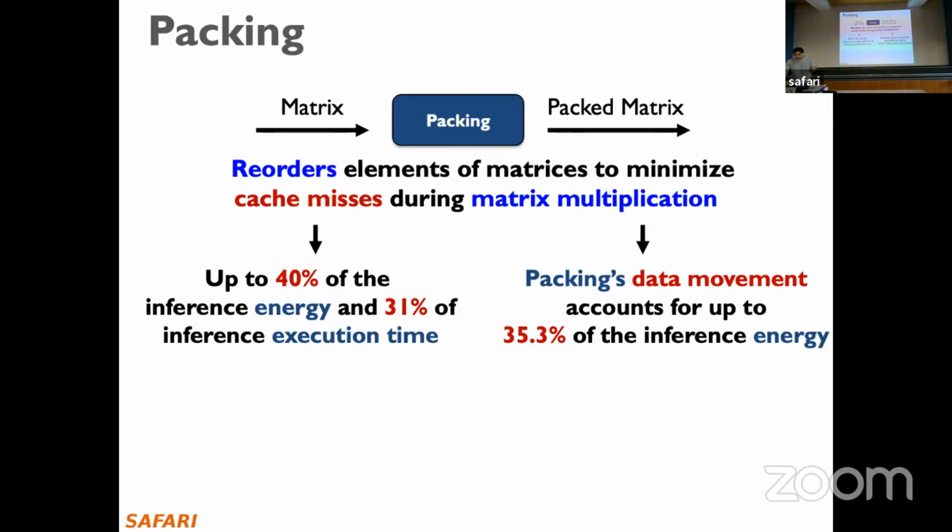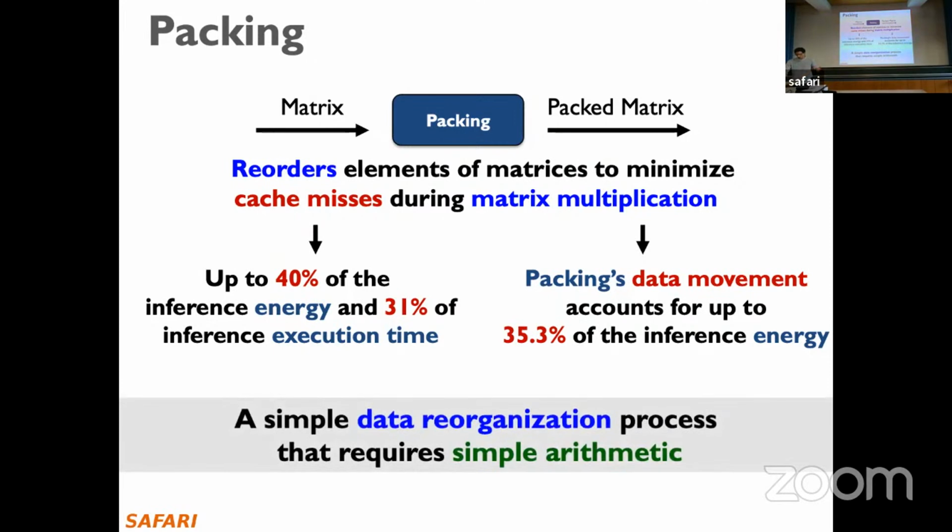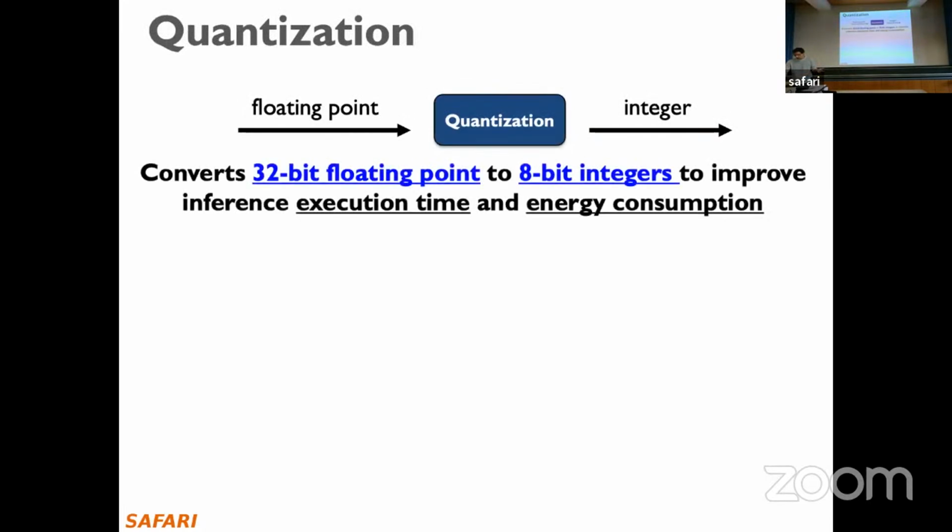So that's why up to 40% of the inference energy and 31% of the inference execution time is spent on packing. And the data movement in packing accounts for up to 35.3% of the inference energy. As I said, it's a simple data reorganization process that requires simple arithmetic. In the case of quantization, what we do is convert 32-bit floating point numbers into 8-bit integers. That quantization is pretty widely used in neural networks these days, in particular for inference, for sure.